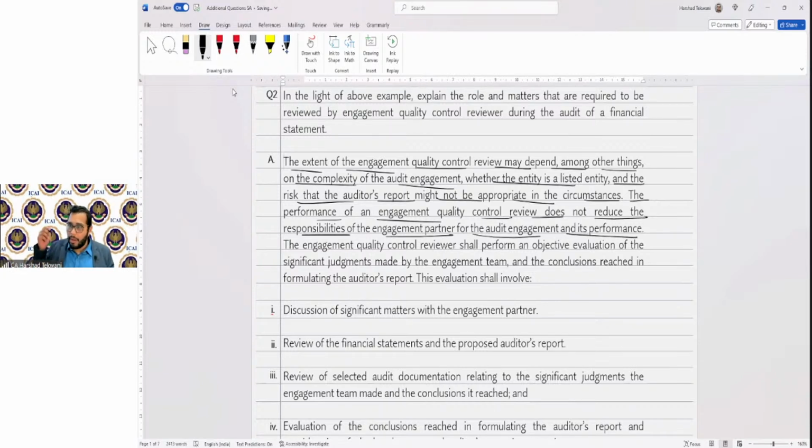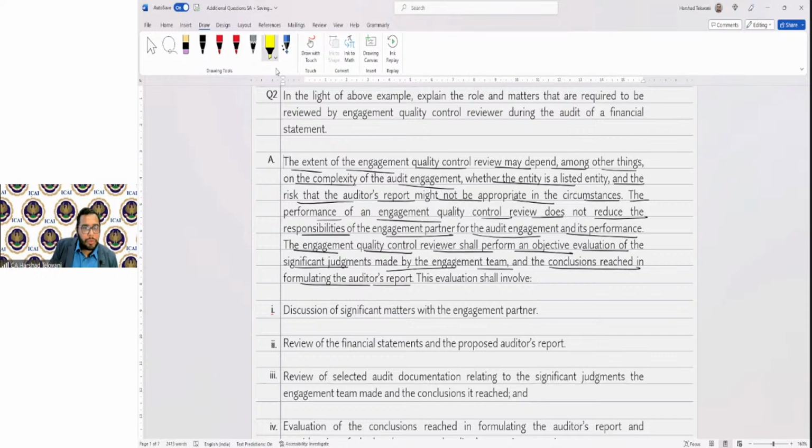Very important. As I said, even though I delegate my responsibility and appoint an engagement quality control reviewer, that doesn't mean I'm not responsible for my part. Irrespective of whether the engagement quality control reviewer is performing his duties or not, I am still responsible as an engagement partner. The engagement quality control reviewer shall perform an objective evaluation of the significant judgments made by the engagement team and the conclusion reached in formulating the auditor's report.